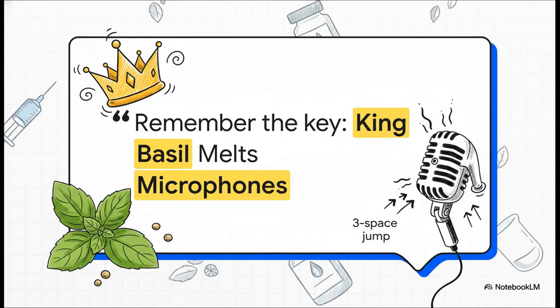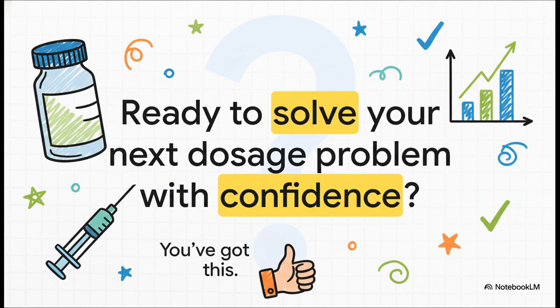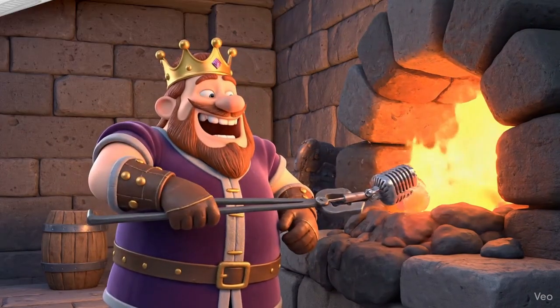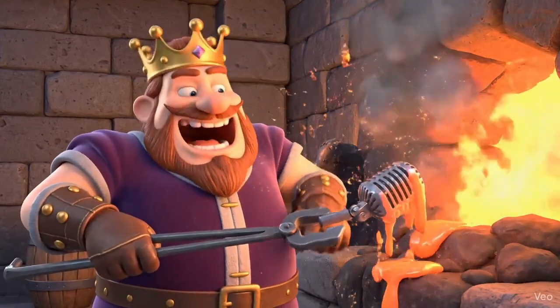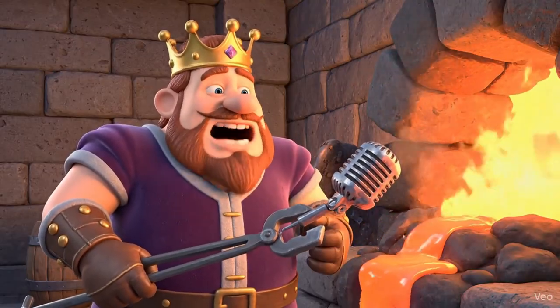Perfect. So when it's all said and done, the number one thing to take away from all this is your new mnemonic. The next time you see a conversion problem, just take a breath and say it to yourself. King Basil Melts Microphones. That gives you the order, and from there, you just have to remember that simple 3-space jump. With this simple, focused tool, you really can approach every single calculation without that anxiety. Instead, you'll have the confidence that comes from having a method that's clear, reliable, and just plain works. You've got this. King Basil Melts Microphones.